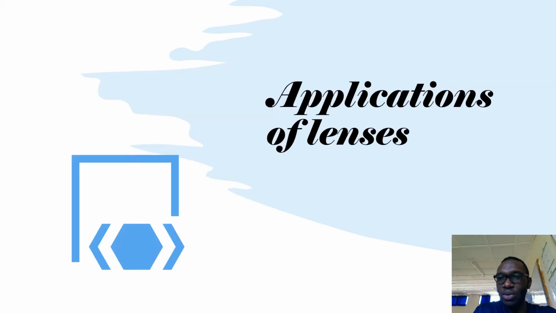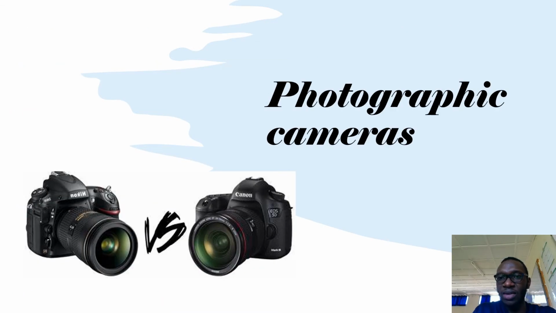We go to applications of lenses, and the first one is photographic cameras. As you can see in the diagram, they contain lenses inside here. These lenses can be a combination. In here we can have a combination of both converging and diverging lenses to form a well and clear image.